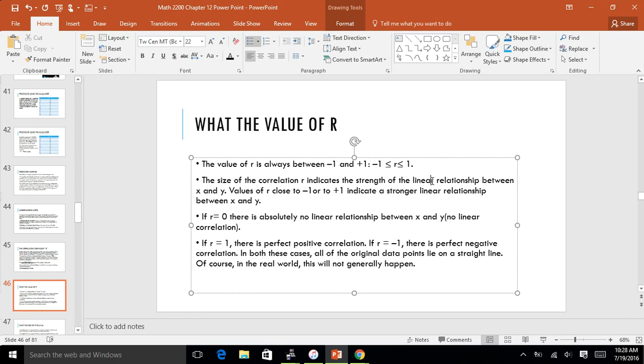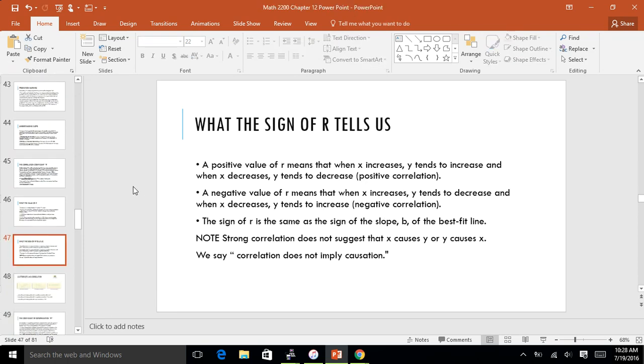So in the real world, you're hoping that all those data points lie in a straight line. But of course, in the real world, that's never going to happen. Okay, so what does the sign of R tell us? A positive R means that when X increases, Y tends to increase, and when X decreases, Y tends to decrease. A positive correlation. The negative value of R means that when X increases, Y decreases, or when X decreases, Y increases. The sign of the R is the same as the sign of the slope of the line of best fit.